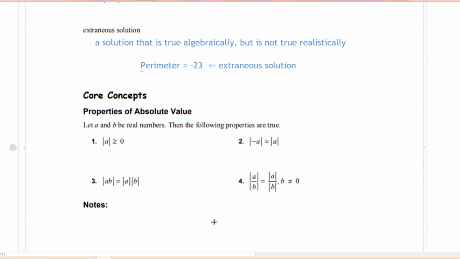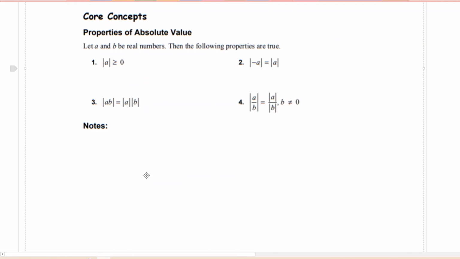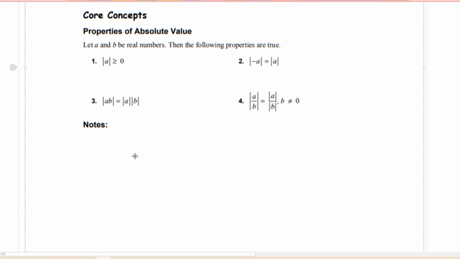So here are 4 properties of absolute values. We'll go over them over here and we'll write down what they mean. The first one, absolute value of A is greater than or equal to 0. There are 2 ways to think about property number 1. The first one is that the absolute value is never negative. And the other way to think about property number 1 is that the absolute value is either going to be 0 or positive.